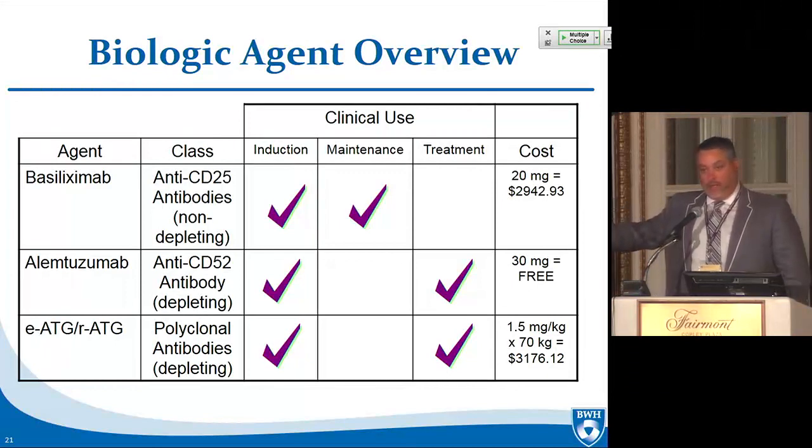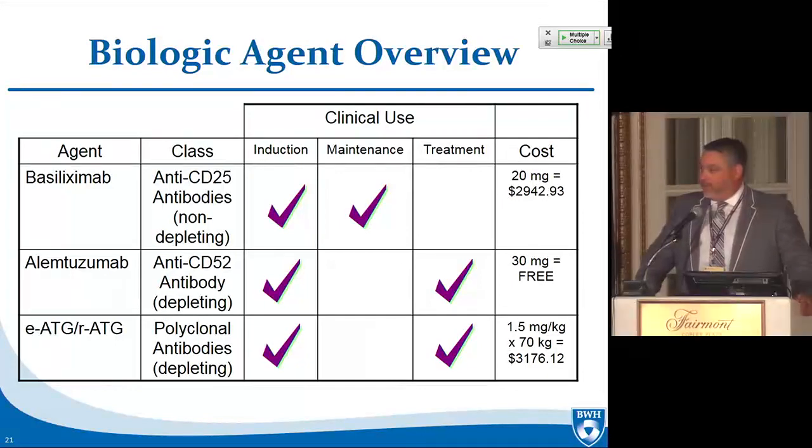Alemtuzumab is free, and it continues to be free. How long it will continue to be free is a different story. But when the manufacturer was studying the drug for MS, they actually voluntarily pulled the drug off the market, both for its oncology purpose, but also for transplant. And if I want to use this, I call up Sanofi, register my patient, and they'll send me a vial for nothing. And it continues to be that way.